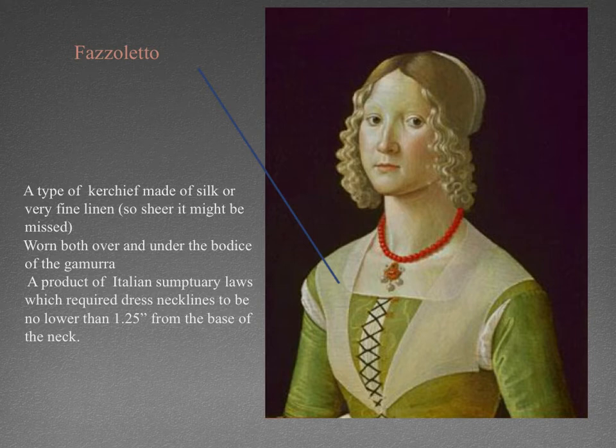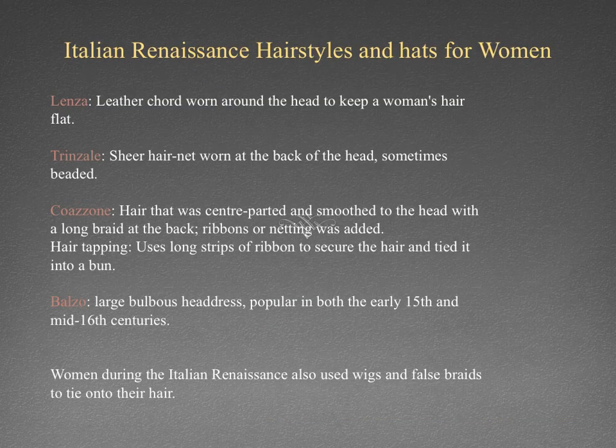And this is kind of from a decree from the Pope, because it required that dress necklines be no lower than 1.25 inches from the base of the neck, like that little hollow at the bottom of your throat. And of course, necklines were much lower than that. So they kind of cheated and put this little semi-sheer kerchief over their bosom line to get past the dress codes. And let's talk a little bit about hairstyle and headwear for women in this period.